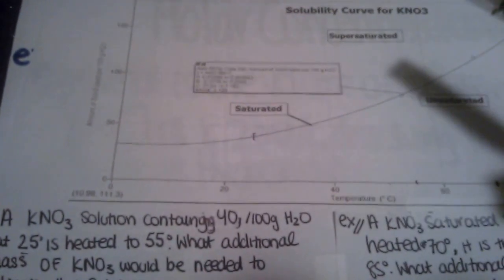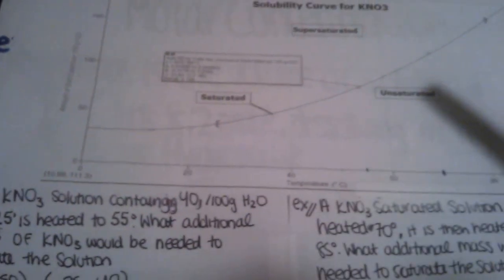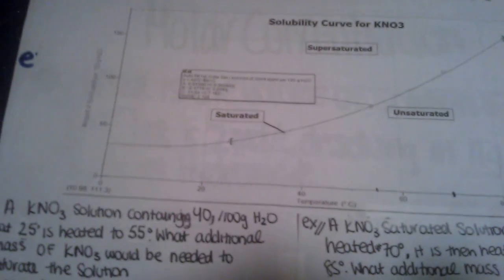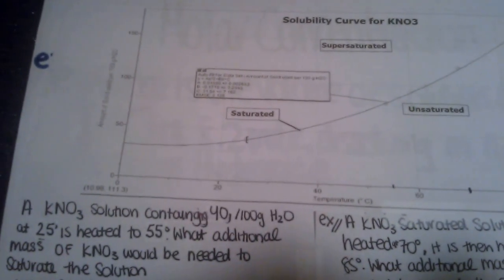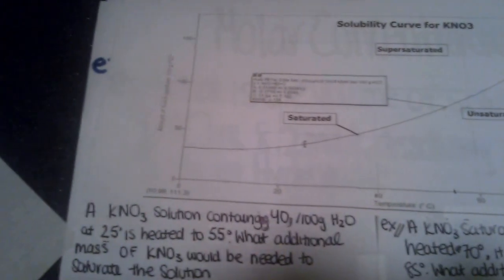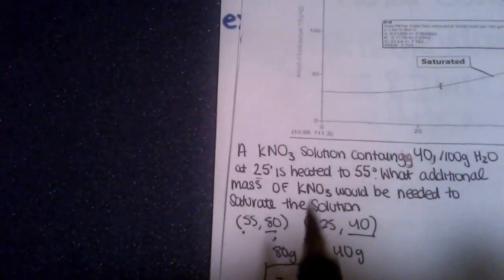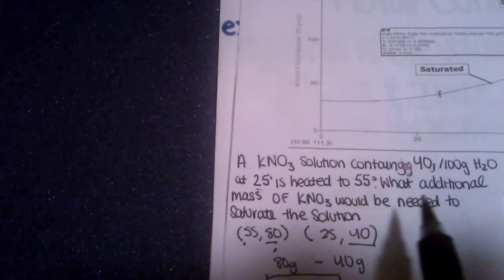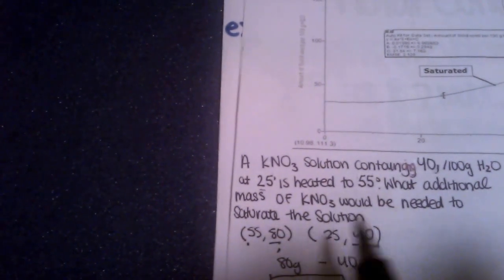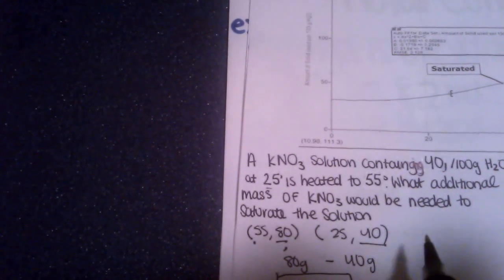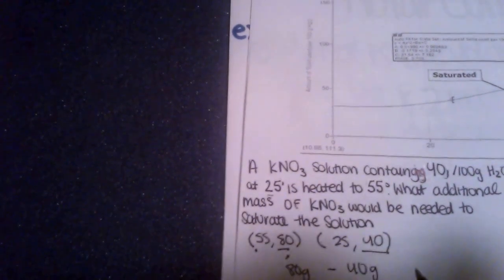Now supersaturated is the opposite. It is more than it can dissolve. And after it is heated and then cooled, crystals would form of the additional solid it had in its solution. So I have a question about the graph: a potassium nitrate solution containing 40 grams at 25 degrees is heated to 55 degrees. What additional mass of potassium nitrate would be needed to saturate the solution?